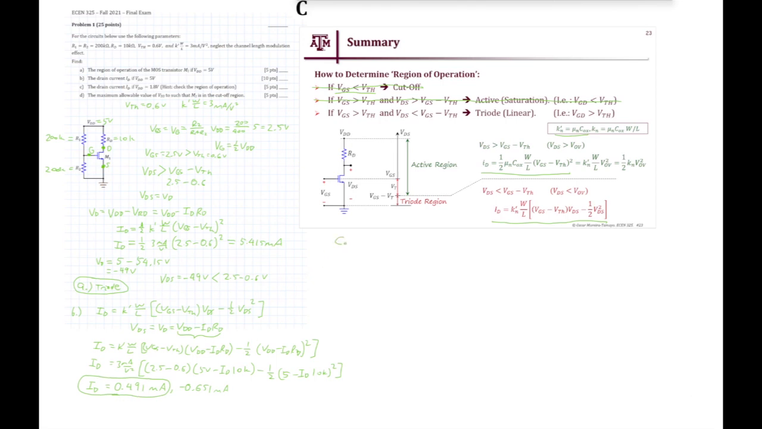Moving on to part C, we are being asked, what is the current if we change our supply voltage to 1.8 volts? Let me go ahead and erase this and change it to 1.8 volts. Now, again, in order to figure this calculation out, we have to start back from the top. So let me go ahead and erase this as well. Alright, so now we need to determine whether VGS is greater than VTH.